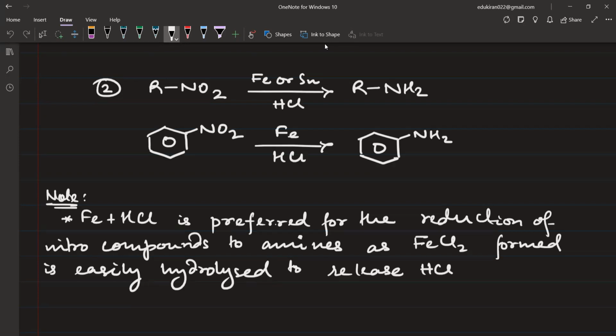That is why a very small amount of HCl is required. So when we have Fe plus HCl, we will get FeCl2 as a byproduct. If you react this byproduct FeCl2 with H2O, it is going to again give you HCl. And this HCl can be used in the reaction once again. Therefore, a very small amount of HCl is required.